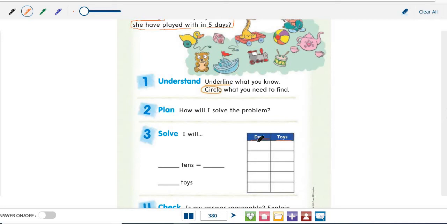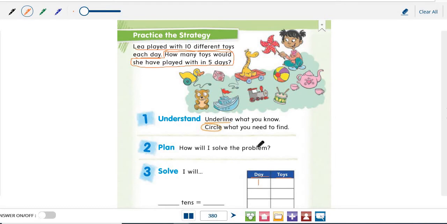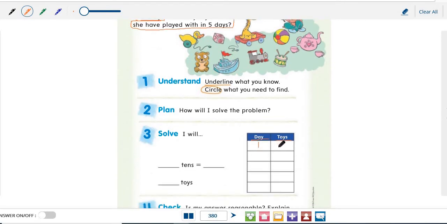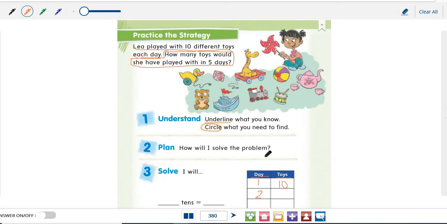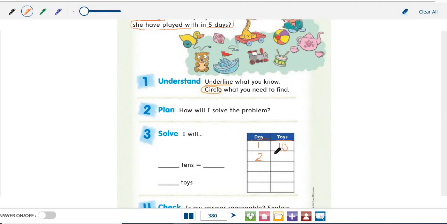So, in the first day, Leah played with 10 different toys. So here we will write number 10, the number of toys that Leah played with in the first day. In the second day, she will play with 10 different toys. So now, 10 for the first day and 10 for the second day. So through these 2 days, she will play with 20 toys. Now it's just like keeping count.